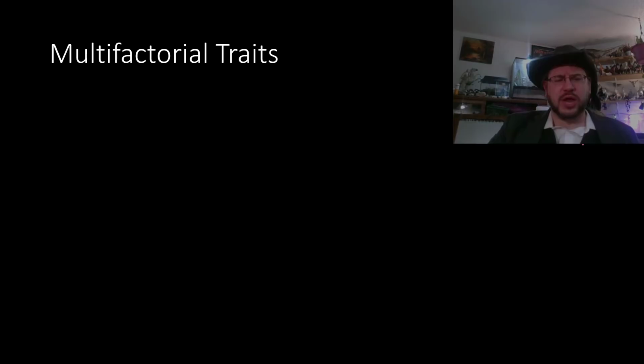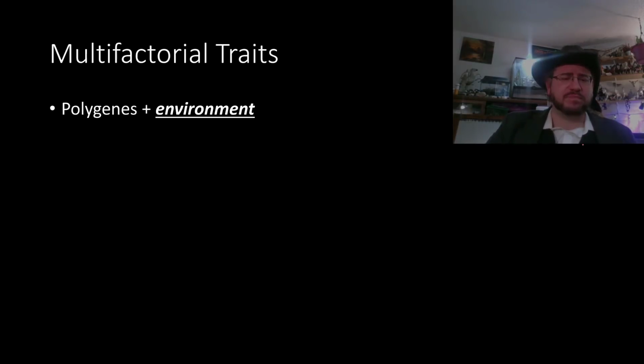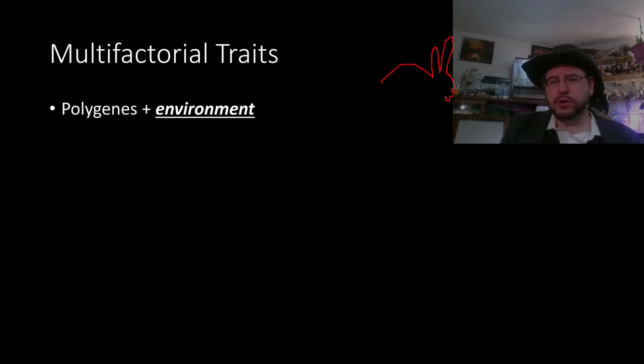Okay, multifactorial traits. This is where you have polygenes and the environment directly affecting whether or not a product is made. So, in this case, our example is Himalayan rabbits, which are pretty cute. There's a little ear, and there's a little ear, and there's my little bunny face, my little bunny nose, there's my little bunny teeth, right, and then there's my little bunny feet, there's my big old bunny feet, and there's my little bunny butt and my poofy bunny tail. Alright, so Himalayan rabbits.